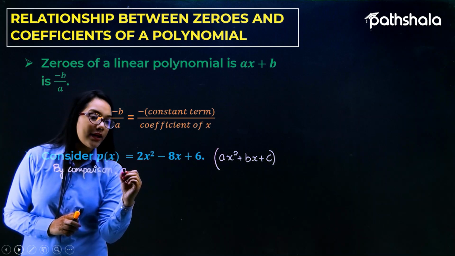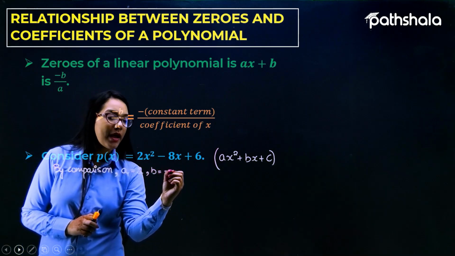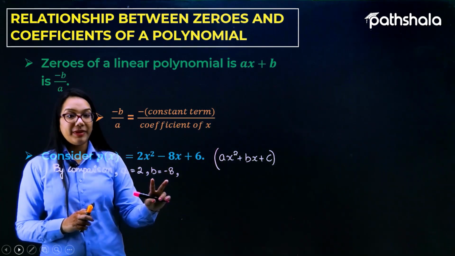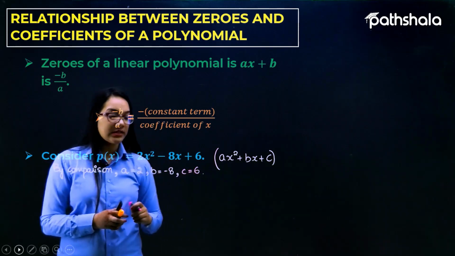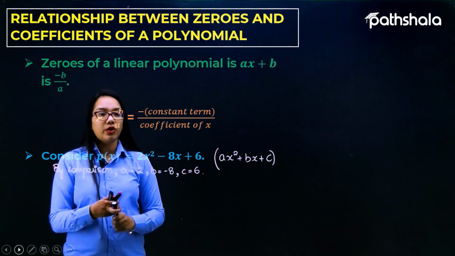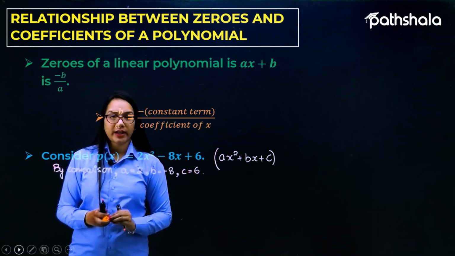By comparison, we can say that the value of a is 2. The value of b is minus 8. We have to take the sign as well. So a is 2, b is minus 8 and c is equal to 6. These are the coefficients of the quadratic polynomial.